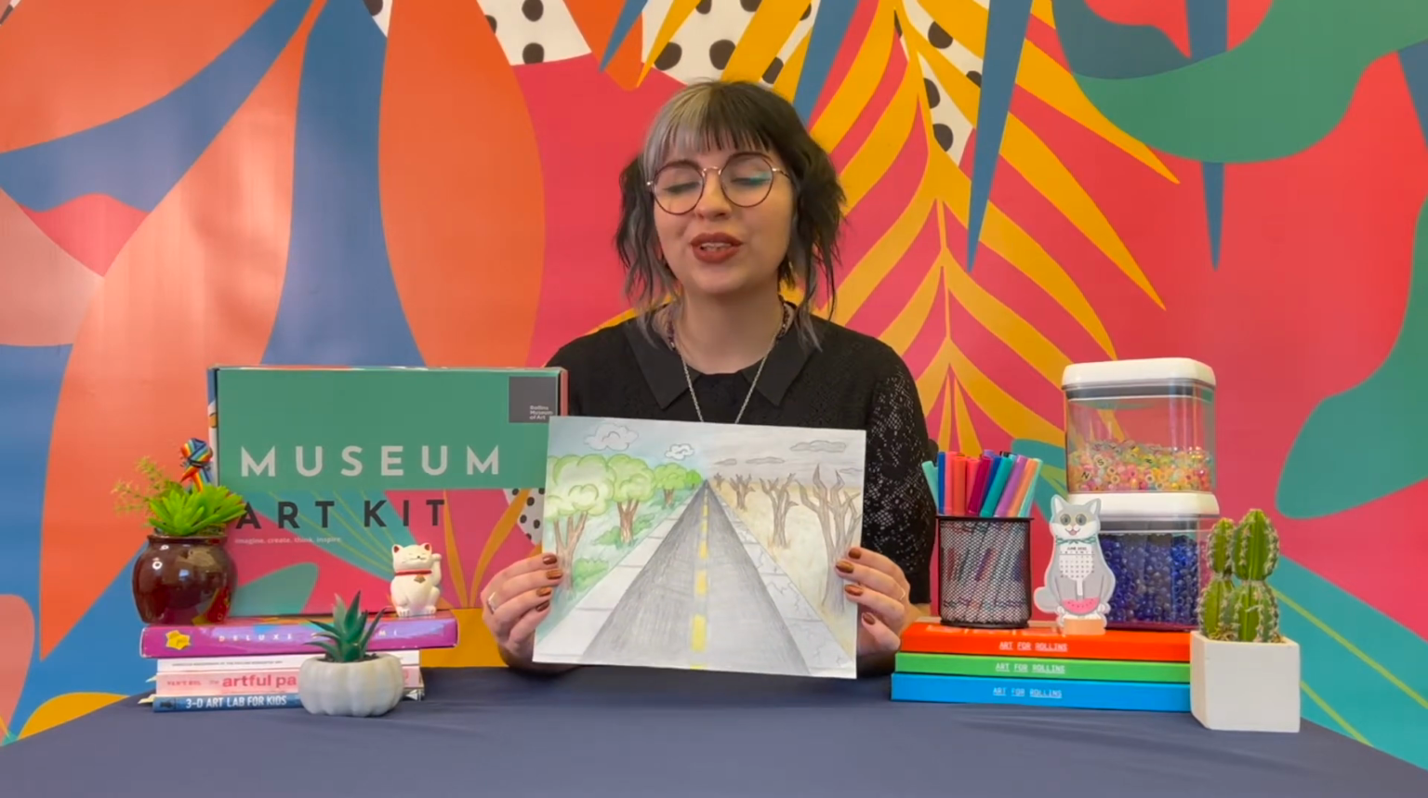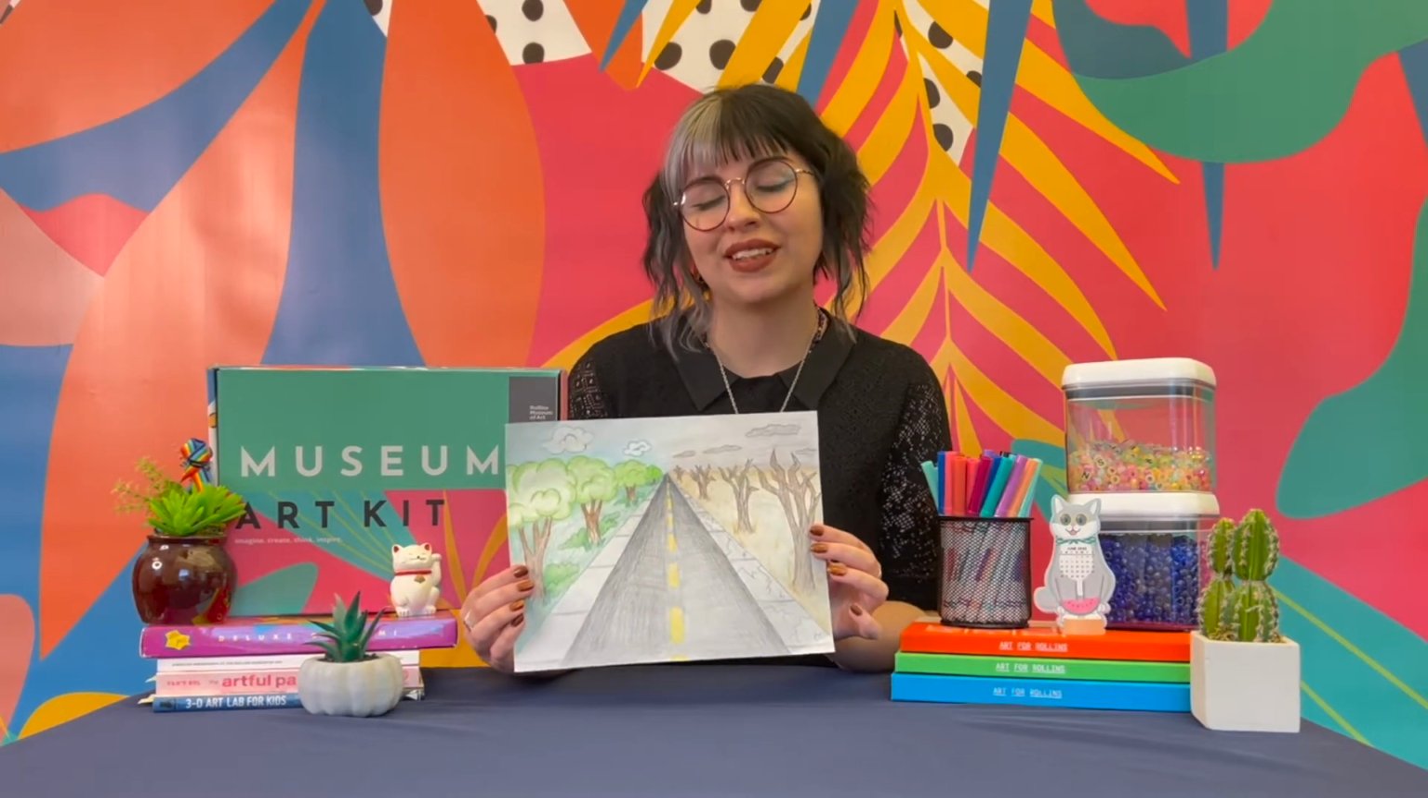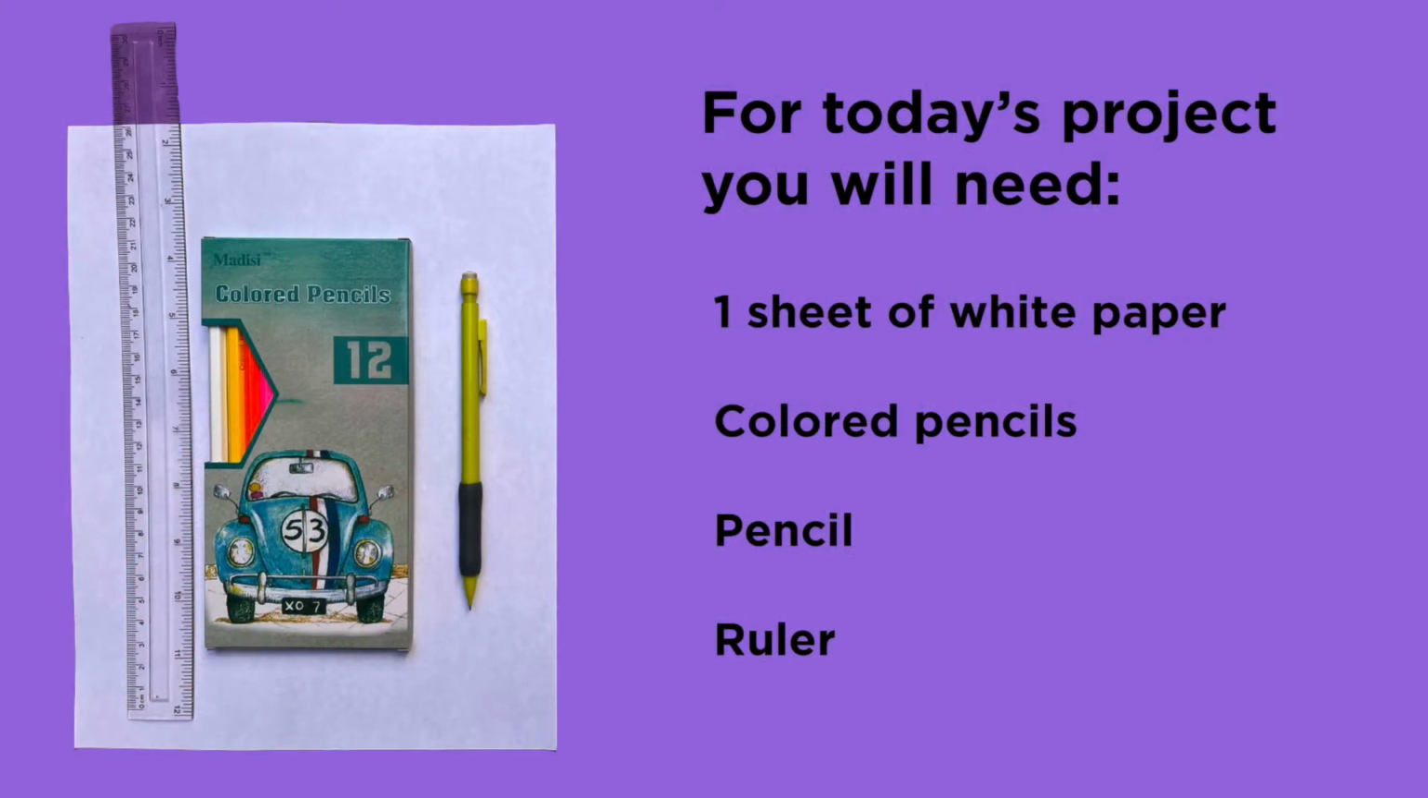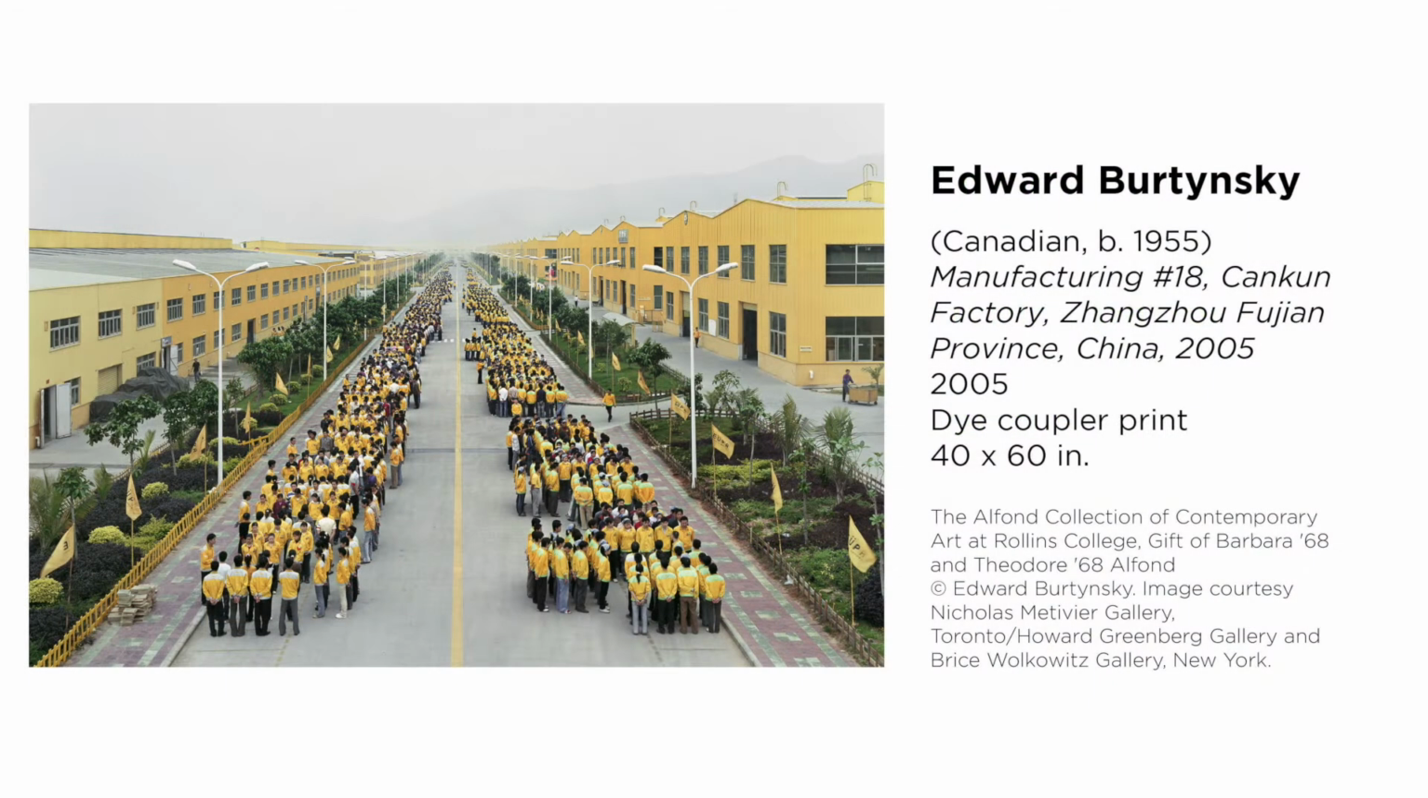Today we'll be drawing a picture of our environment in one-point perspective inspired by artist Edward Burtynsky. For today's project, you will need one sheet of white paper, colored pencils, a pencil, and a ruler. But before we get started, let's take a closer look at our featured artwork from the collection.